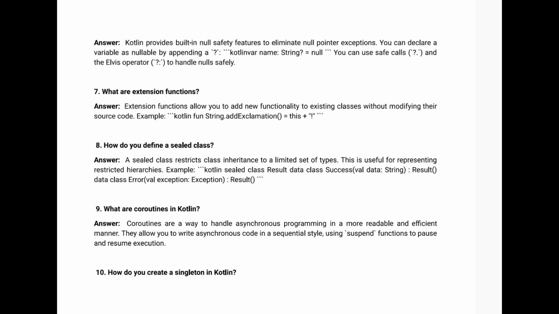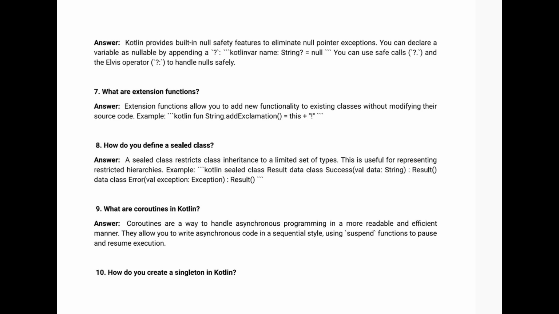7. What are extension functions? Answer: extension functions allow you to add new functionality to existing classes without modifying their source code. Example: Kotlin fun String.addExclamation() = this + exclamation point.